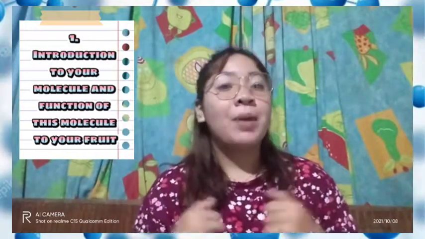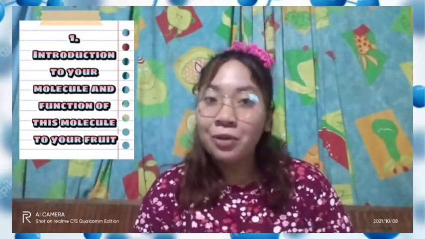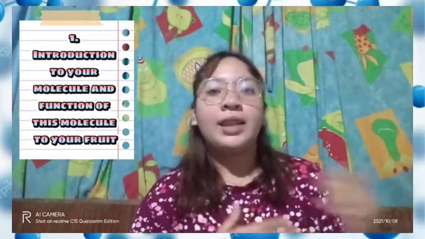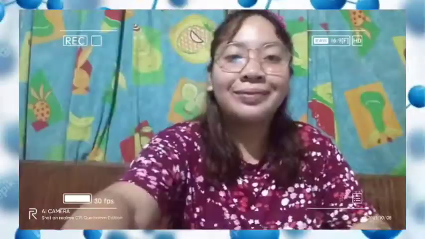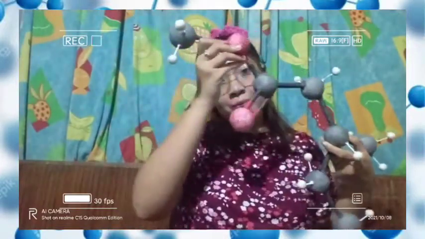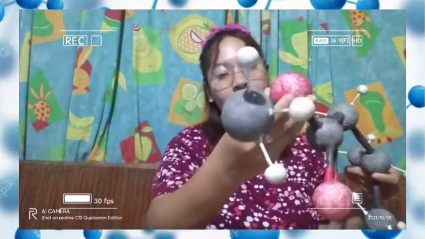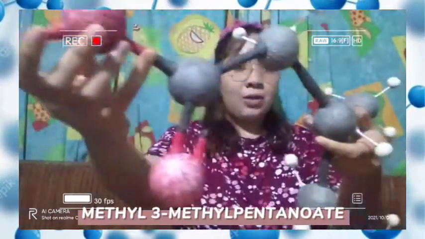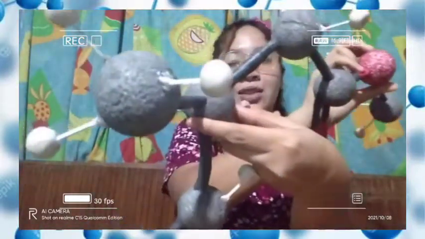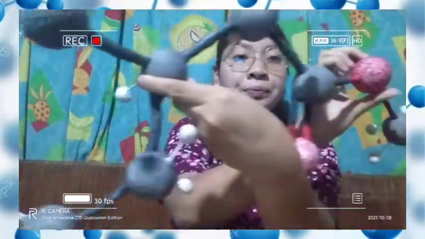So let's start with question number 1, the introduction of my molecule, the methyl 3 methyl pentanoate, and what its function is in the snake fruit, the fruit that I have chosen. Now I'm going to show you the finished product of my 3D model compound molecule. As you can see, this is the finished product. The name of this molecule is methyl 3 methyl pentanoate, and it was made up of recycled materials such as sticks, glue, and styrofoam.